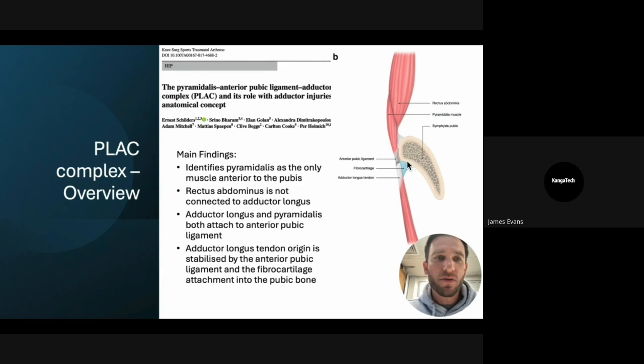The main findings from this study were that it identified the pyramidalis as the only muscle anterior to the pubic bone, and that the rectus abdominis itself wasn't connected to the adductor longus. This connection is made via the adductor longus, the anterior pubic ligament, and the pyramidalis, and they attach via the anterior pubic ligament, and the adductor longus tendon origin is stabilized by the anterior pubic ligament and the fibrocartilage attachment into the pubic bone itself.